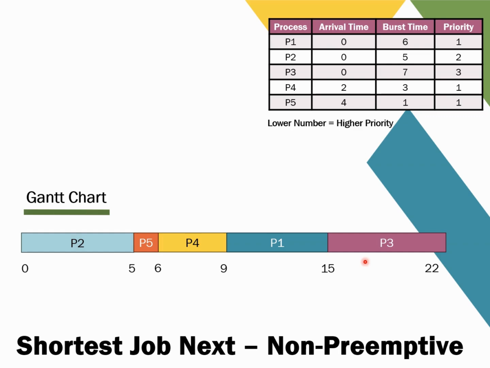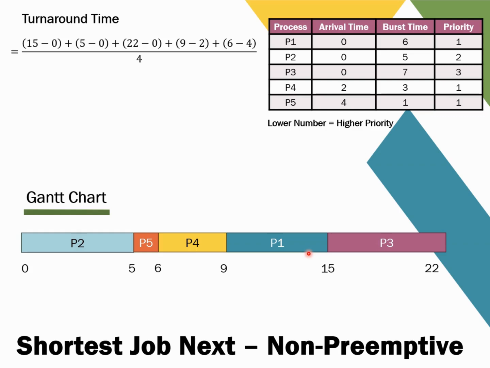Let's go and calculate the waiting time and also turnaround time. Okay, so as you can see here, turnaround time for process 1, the completion time is 15. So 15 minus arrival time 0. The next one, P2. P2 completion time is 5 and arrival time is 0. So 5 minus 0. The next one, P3. P3 completion time is 22 minus 0 because the arrival time for P3 is 0 also.